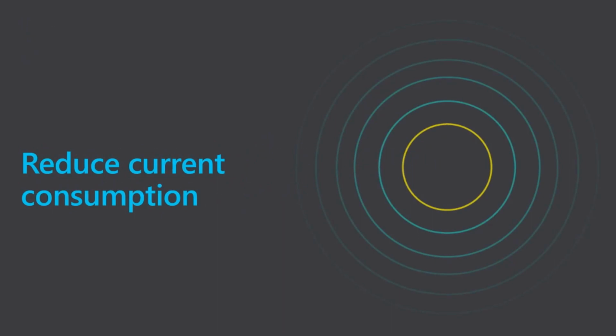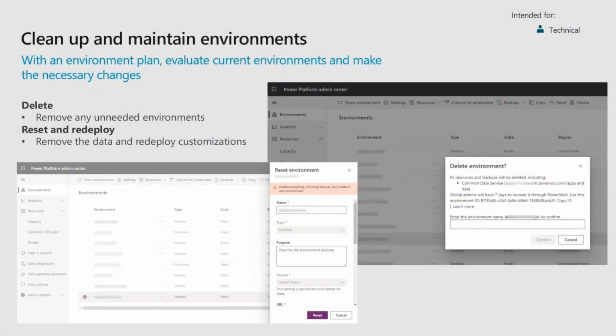Based on our plan to reduce the current consumption, how do we accomplish these goals? First is to clean up and maintain the existing environments within Power Platform Admin Center. Are there environments you no longer need? If so, you should delete these environments. Are there environments you need to keep, but you don't need all of the data? If so, then reset the environment and redeploy your customizations. These efforts to reduce your current consumption will show as an instant reduction in consumption within the Power Platform Admin Center.